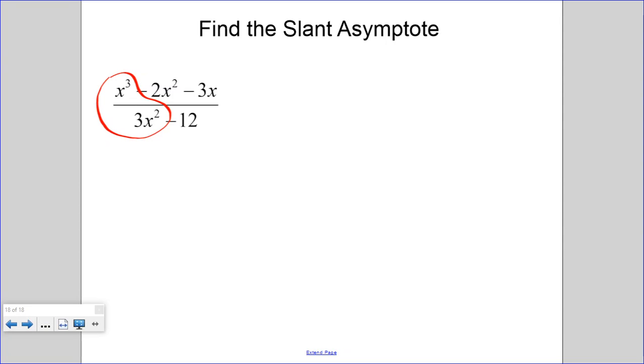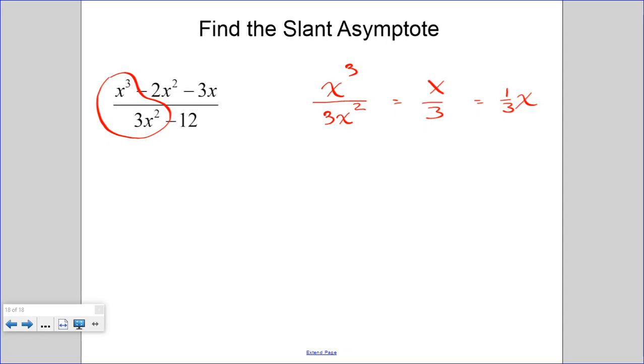Think about this from an Algebra 1 perspective, not an Algebra 2 perspective. Think about just the leading terms from each of those polynomials, the numerator and the denominator, and what that would simplify to. It would simplify to x over 3, which is 1/3 x. So I know I have a slant asymptote, and I know that it has a slope of 1/3.